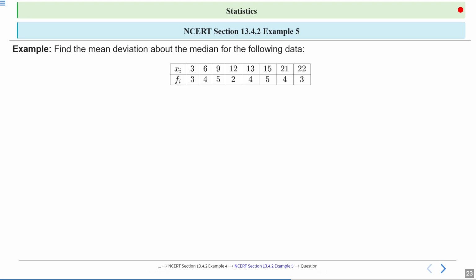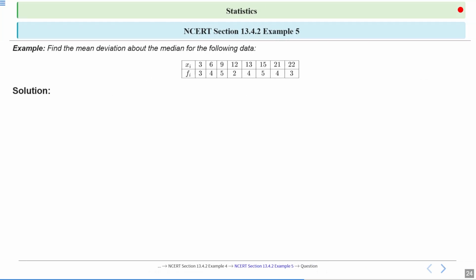In this example, we have to find the mean deviation about the median for the following data. In the first row, we have the values of x, and they are 3, 6, 9, 12, 13, 15, 21, and 22. And in the second row, we have the values of fi, which means the corresponding frequencies. The values of fi are 3, 4, 5, 2, 4, 5, 4, 3.